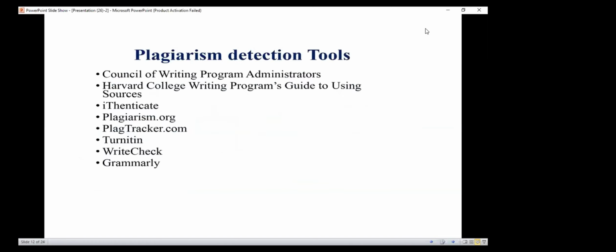And next we will discuss the plagiarism detection tools. First one is the Council of Writing Program Administrators, and another one is the Harvard College Writing Program's Guide to Using Sources, and third is Authenticate, and fourth is Plagiarism Organizations, and next one is plagiarismtracker.com, and next one is Turnitin, and next one is WriteCheck, and last one is Grammarly. Most people use Turnitin as their plagiarism tool.